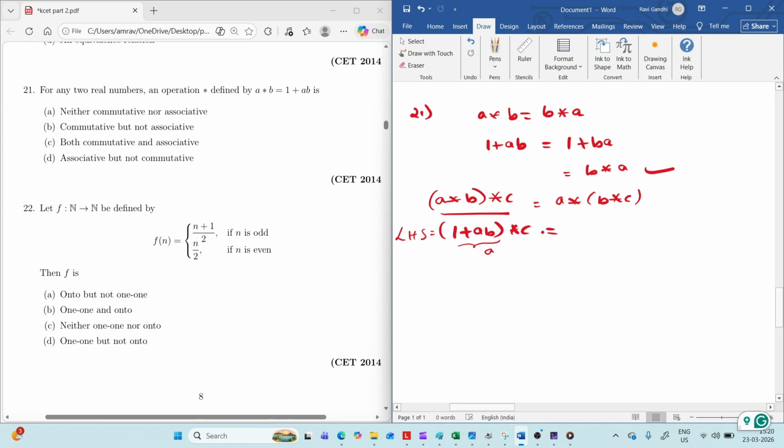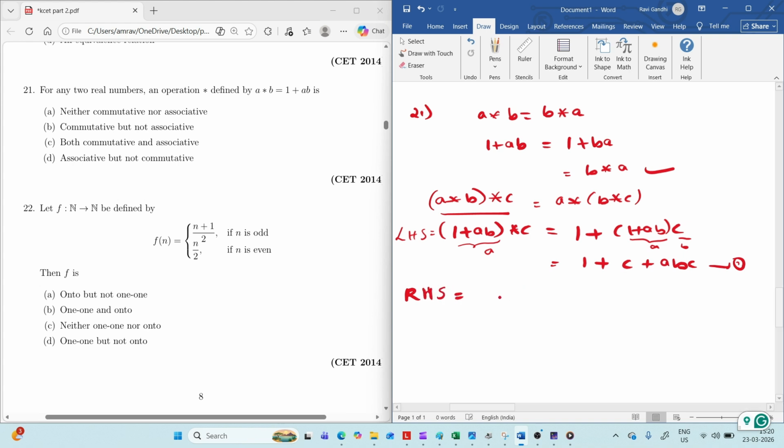So now you have A star C. So this will be 1 plus AB, which is A into B. So this is like A and this is like B. 1 plus AB. So now when you multiply C here, 1 plus C plus ABC. Okay, equation 1. So we'll consider RHS.